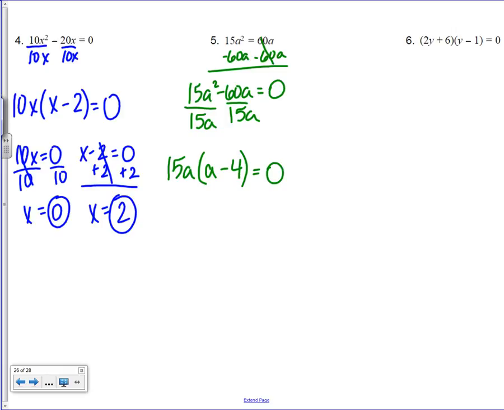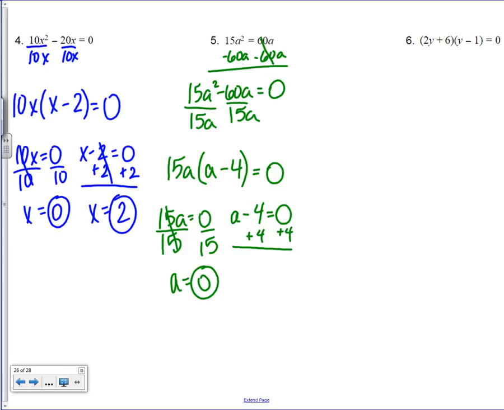Notice what taking out that GCF did. I no longer have a squared term, and it's just a binomial in there. So I am now ready to set up my two equations that are equal to 0 and solve them. Again, 2 answers because my highest power was 2. All right, moving on to number 6.